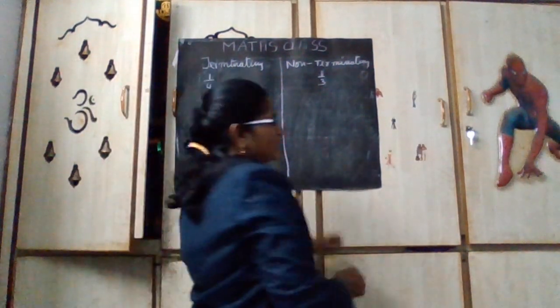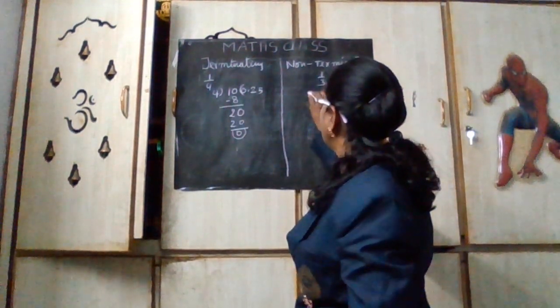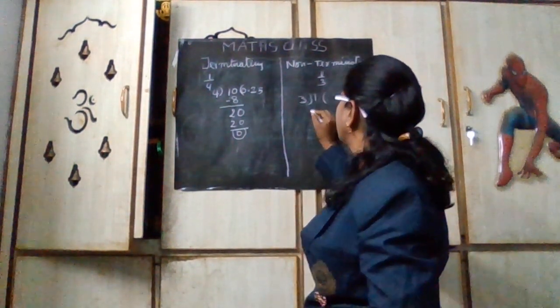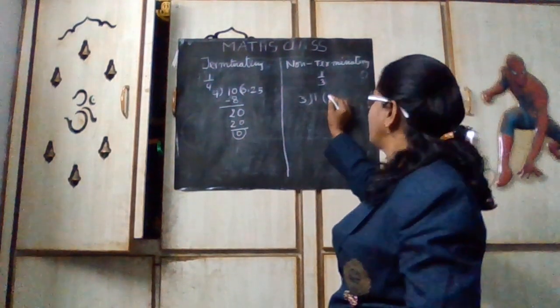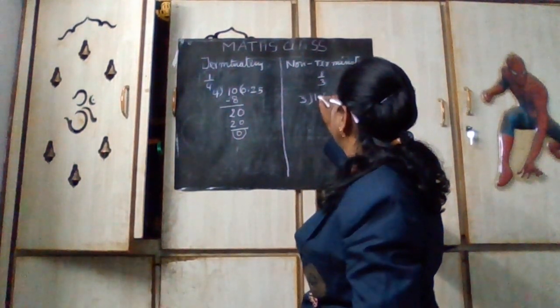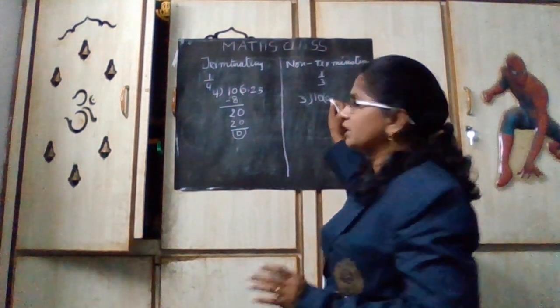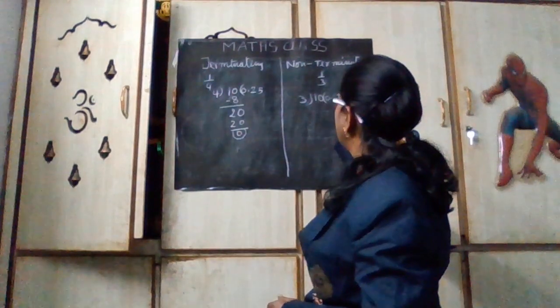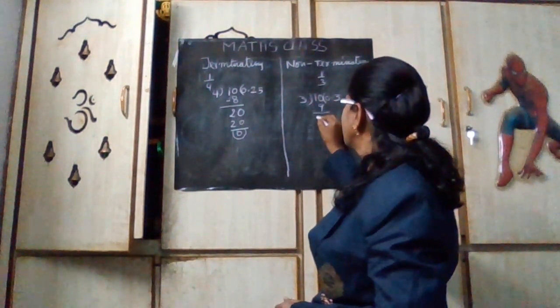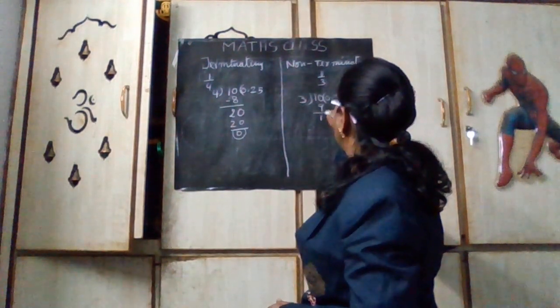Coming to the next case, you see 1 by 3. Take 1 as the dividend and 3 as the divisor. Is it possible? No. Put a decimal point and write 0. Now 3 1s are 3. 3 3s are 9. Again, what is the remainder? 1. Again you will get 0.